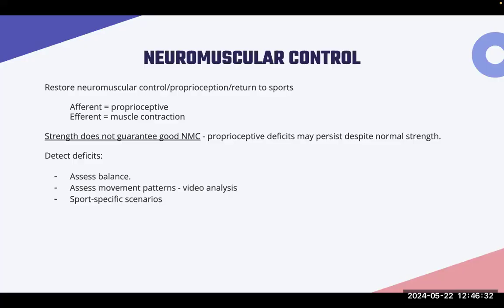If we go back to nerves and neurology, strength does not guarantee good neuromuscular control. Even if you have normal strength, the proprioception might not be there. And how can you detect that?